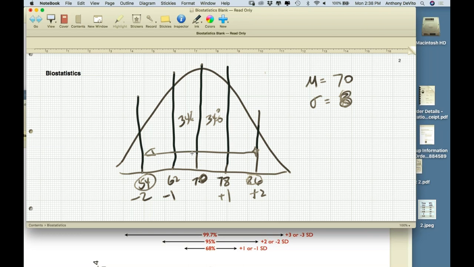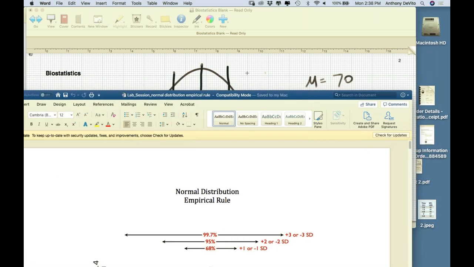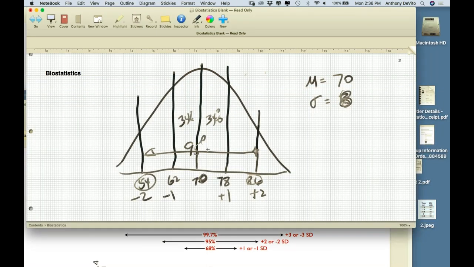Right? Everybody remember what two standard deviations above, two standard deviations below? What was it again? 95%, right? What percentage of students got under a 54? 95% is in the middle here, right? So what's left? 5%, right?